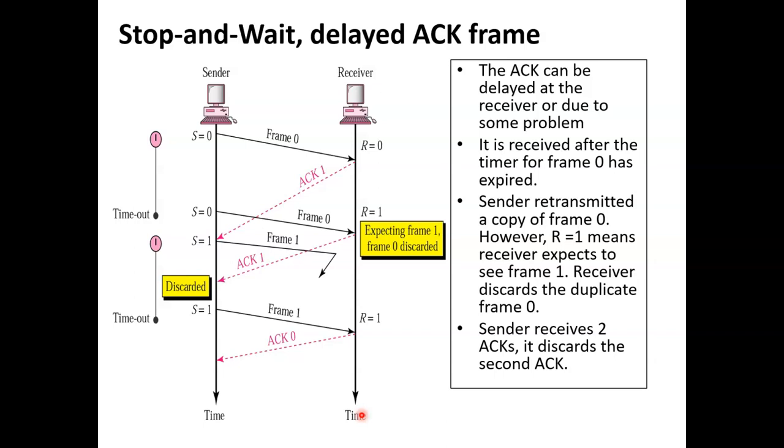The next one is, if there is a delayed acknowledgement, what will happen? Same thing. If the acknowledgement doesn't reach within the time period, automatically it will be discarded. It doesn't expect the frame. So you can see that the acknowledgement can be delayed at the receiver, or due to some problem it is received after the timer for frame 1 has expired. So here the acknowledgement is discarded, as well as the frame is also discarded.